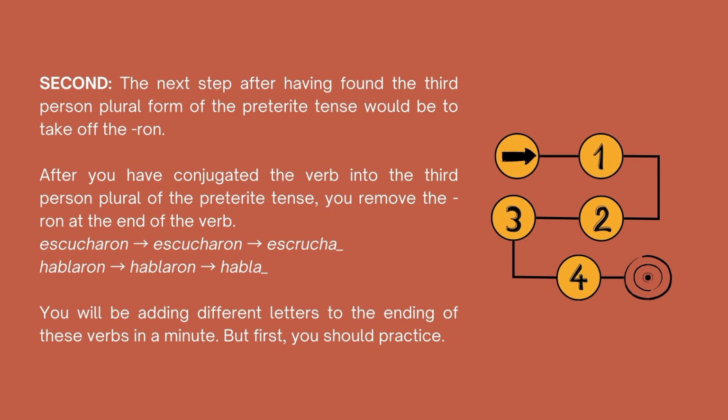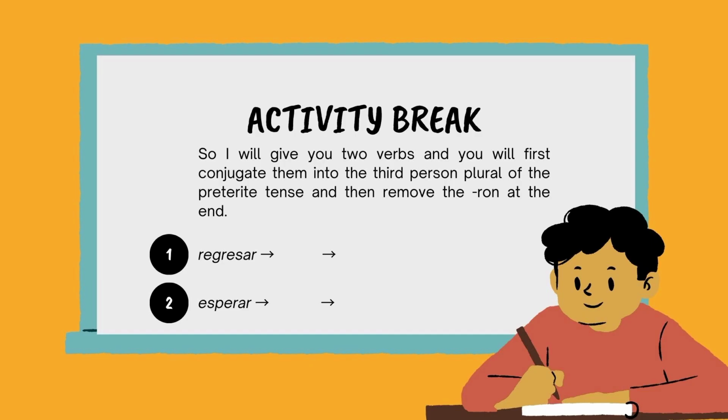Later on, we will be adding different letters to the ending of these verbs, but first we should become familiarized. Activity break. I will give you two verbs and you will first conjugate them into the third person plural of the preterite tense and then remove the ron at the end.